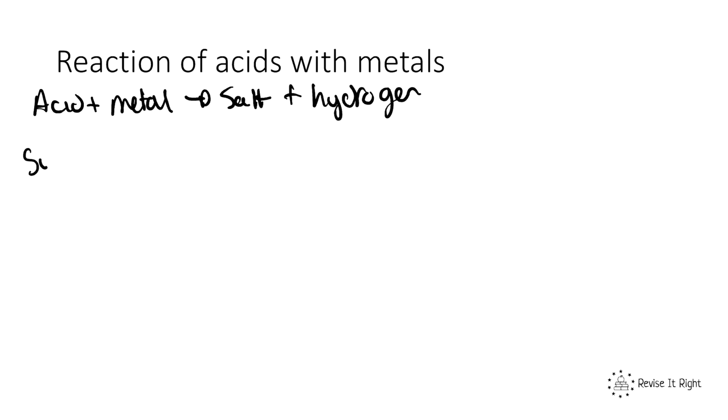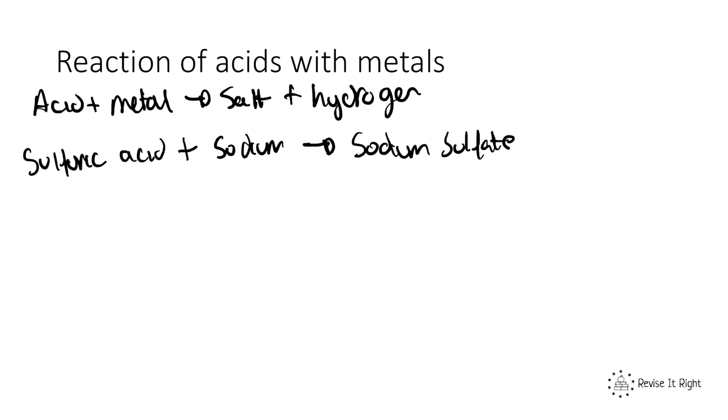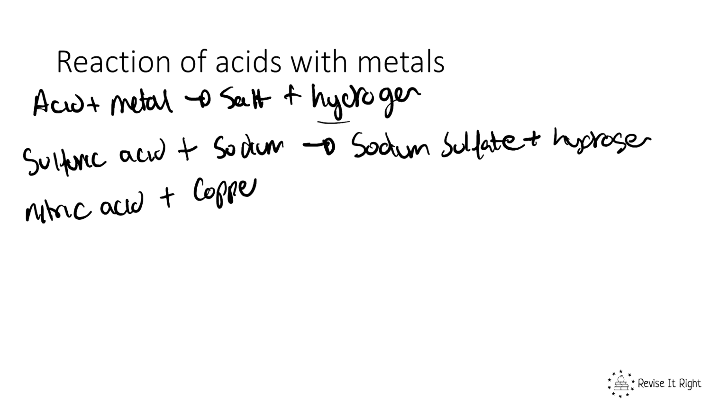Okay, we're going to have sulfuric acid plus sodium produces what? Well, the salt is going to be sodium sulfate, plus we know that hydrogen is produced as well, so plus hydrogen. We'll go through one more example, nitric acid plus copper. So we know it produces a salt and hydrogen. The salt will be copper nitrate, taken from the metal and the acid, plus hydrogen.